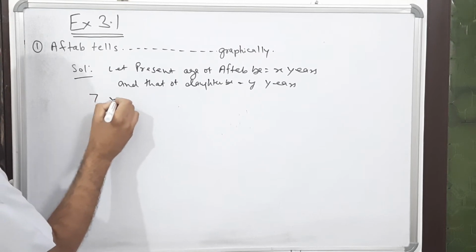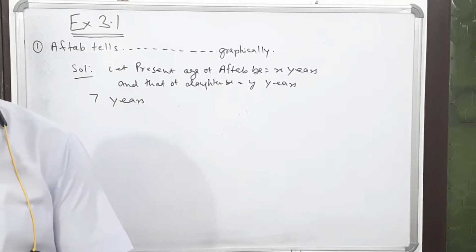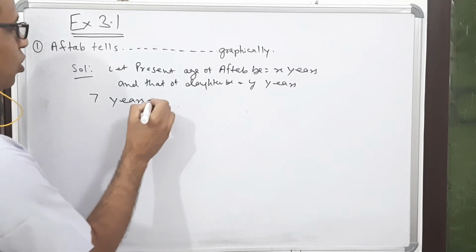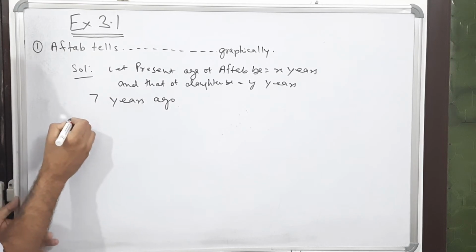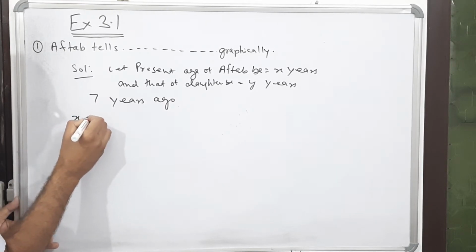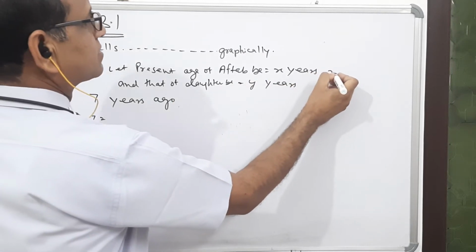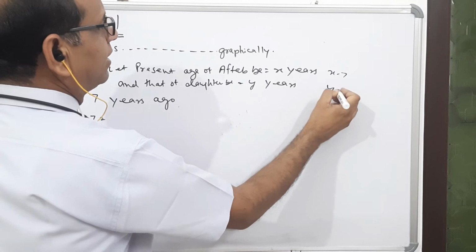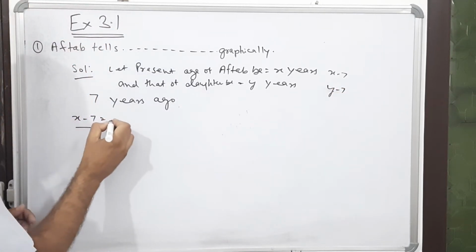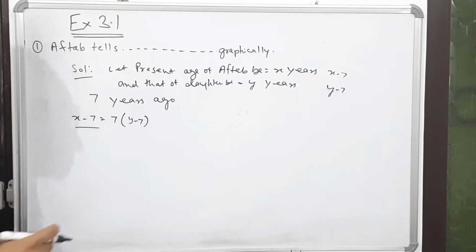Then, what is the first condition, dear students? It is 7 years ago. So 7 years ago, what will be the story? The story is that the age of Aftab will be x minus 7, and this will be y minus 7. So the age is x minus 7, 7 times y minus 7.